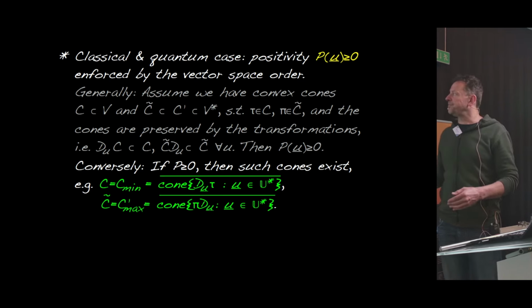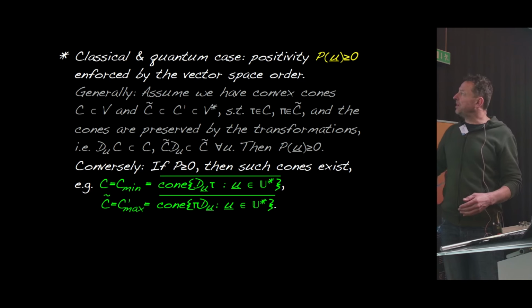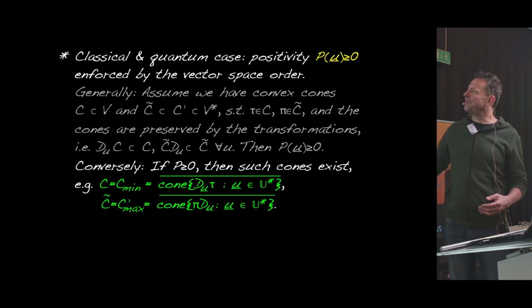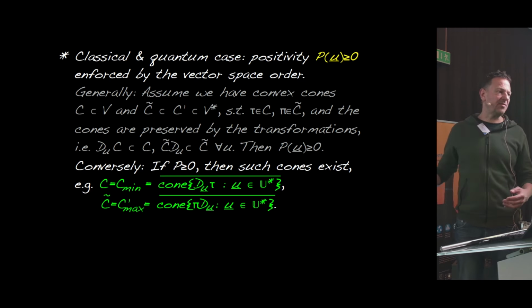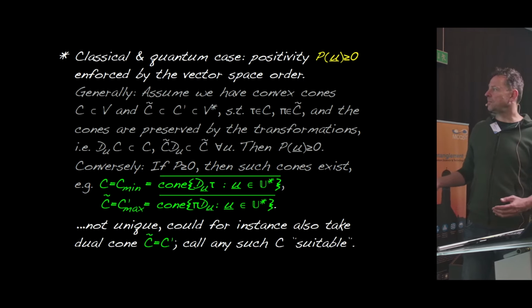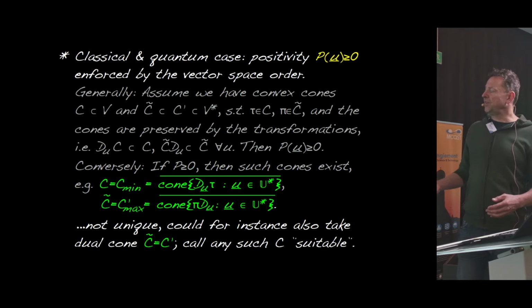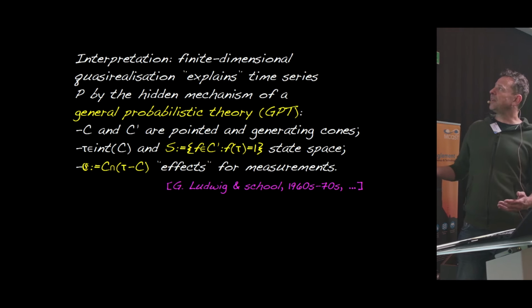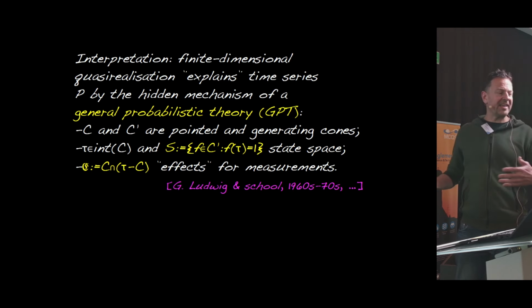the stationary state. And because you get positivity, you know that those two cones are actually dual to each other. So any element from here evaluates non-negatively on any element from here. In general, this is not unique, but that's a different topic. And so an interpretation of this is that in the finite-dimensional case, a finite-dimensional quasi-realization, so this is just this vector space, we suddenly get this cone there.